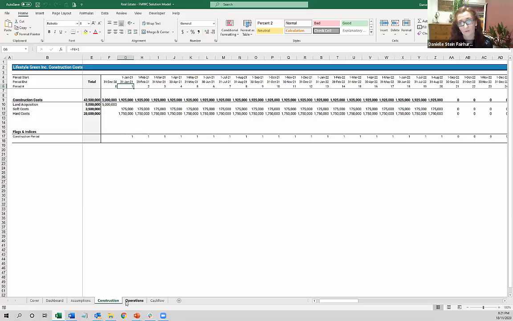Now, this model is all very nicely formatted. This is a solution model that was given to us. I didn't build this. This is the completed model. When you're actually competing in the World Cup, your model doesn't look quite as nice as this.